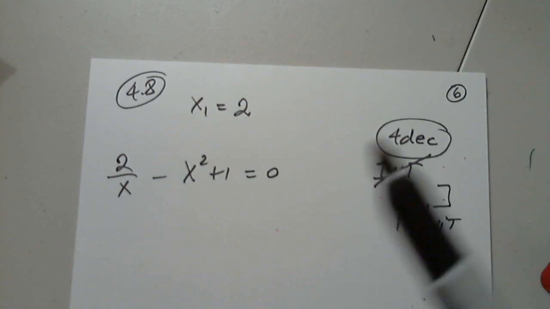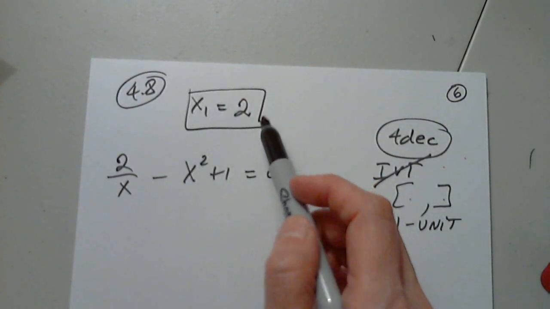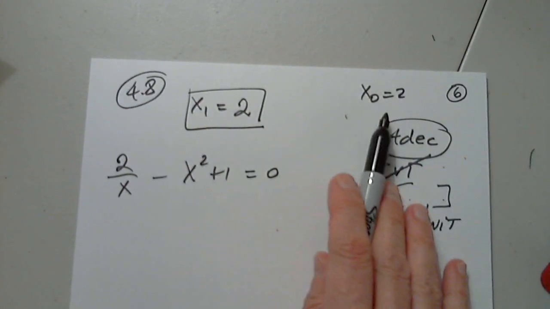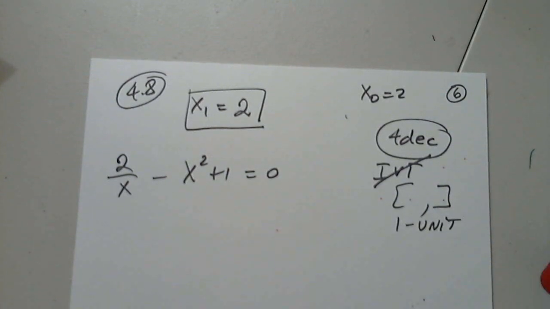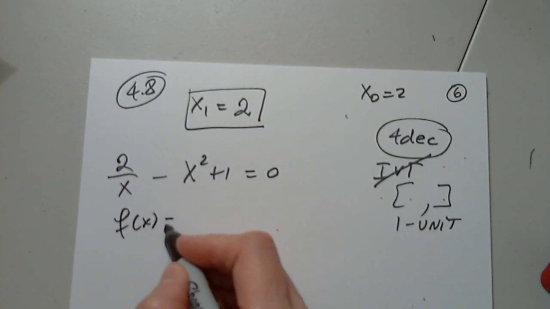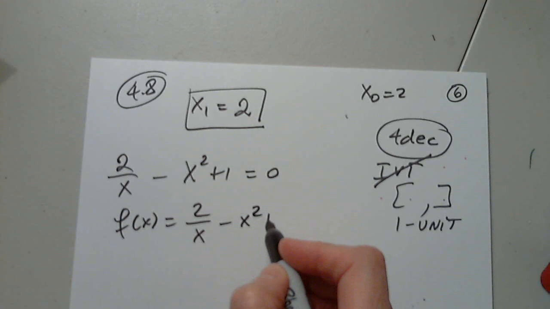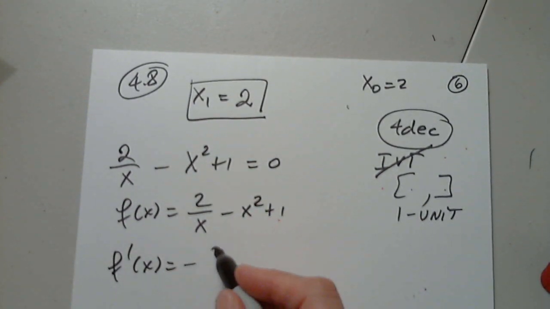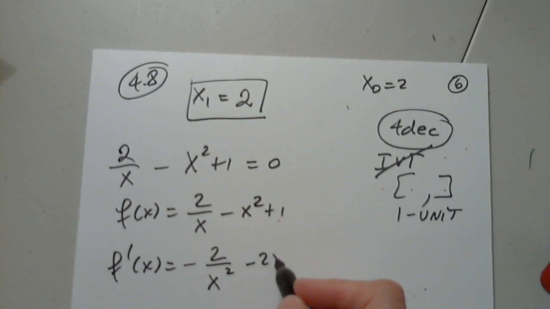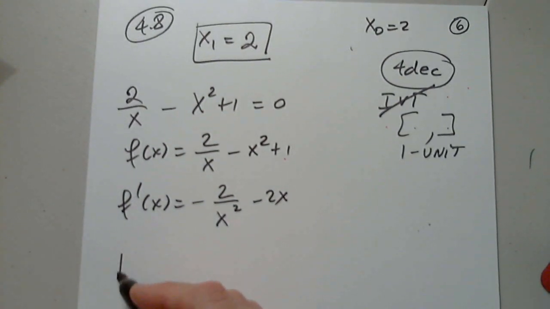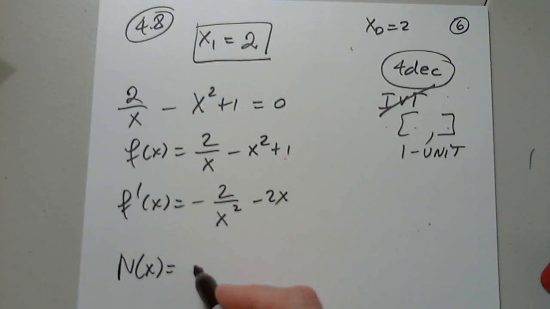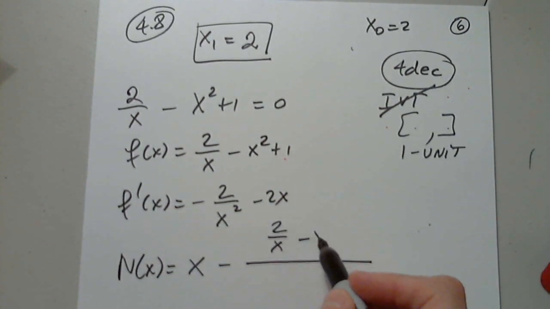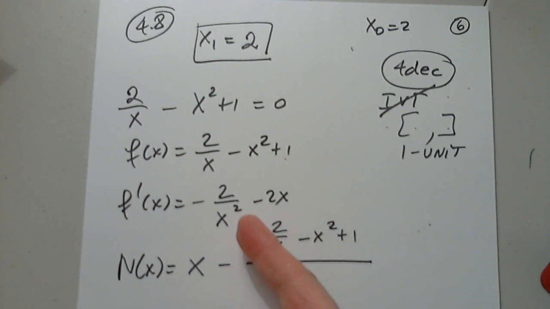There is no need. If they give us this, which I normally, if you remember, I don't like that. I like this, but it doesn't matter. It's the same thing. So I have f of x, which is 2 over x minus x squared plus 1. And I have to find f prime of x. Remember this? Negative 2 over x squared minus 2x. So I know that the function that I need to put in the calculator is this: function 2 over x minus x squared plus 1 over its derivative.